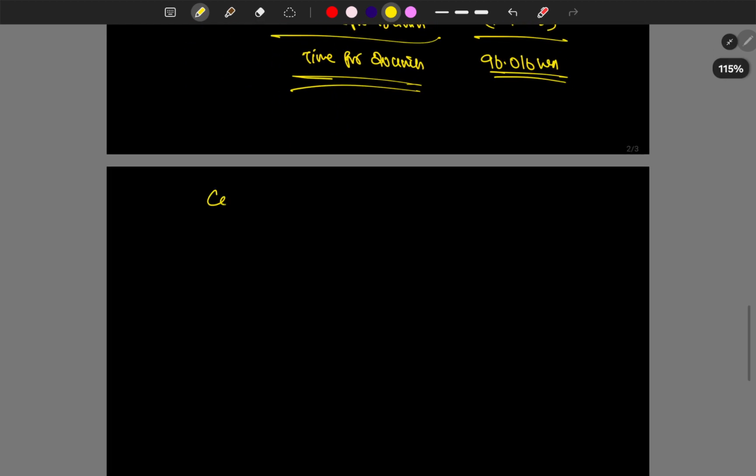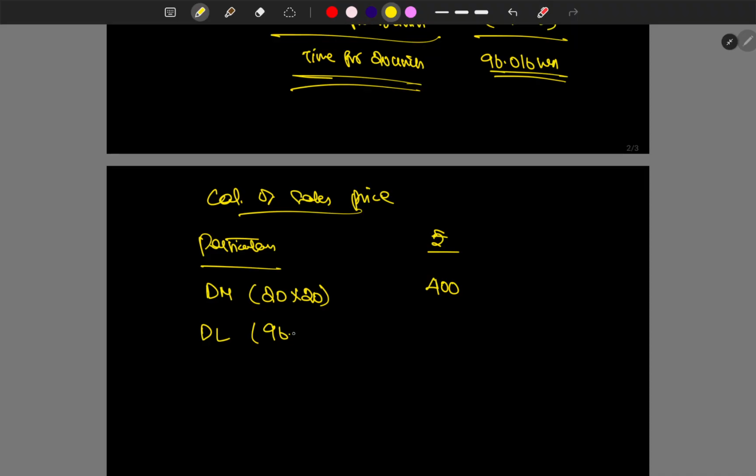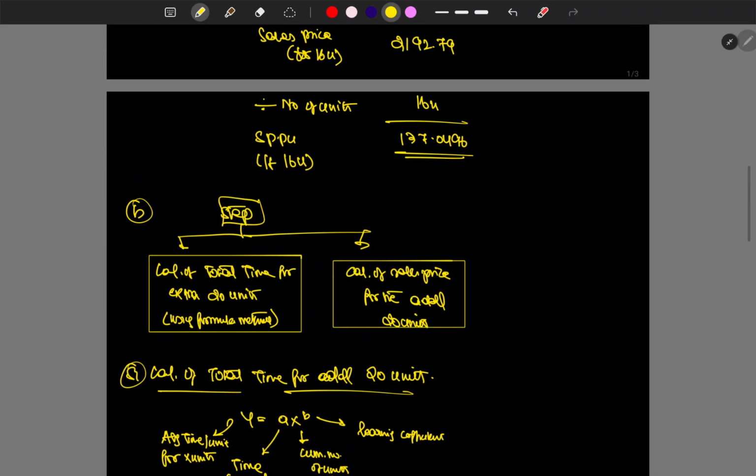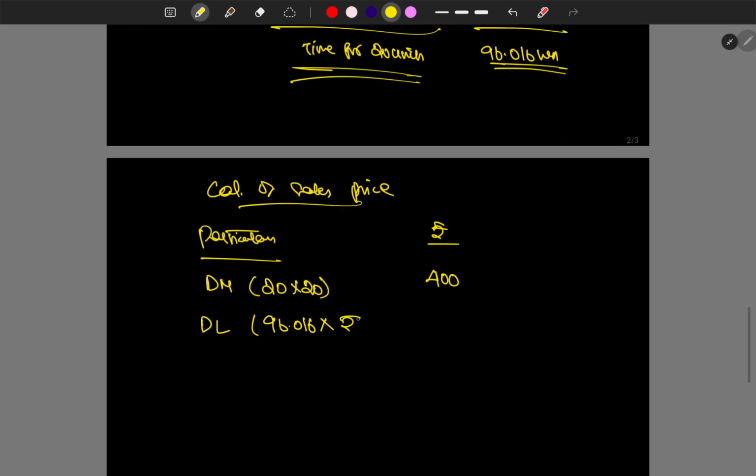So let's prepare the table which calculates the sales price. Particulars, rupees. Direct material for 20 units is 20 into 20, which is 400. Direct labor for 96.016 hours into 6 rupees per hour, right? 96.016 into 6 is 576.096.